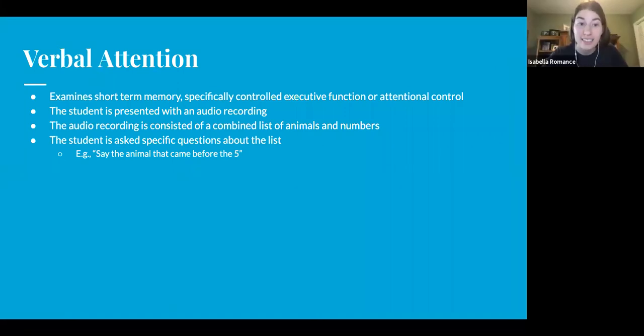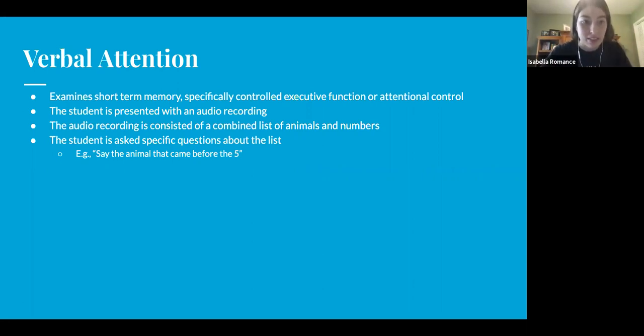So the next subtest would be verbal attention. Verbal attention looks at short-term memory and attentional control skills. So how this one works is the student is presented with an audio recording of some sort of combined list of either animals or numbers. So what that would look like is they would hear a recording that says cat 4, and then they would be asked what was the animal.